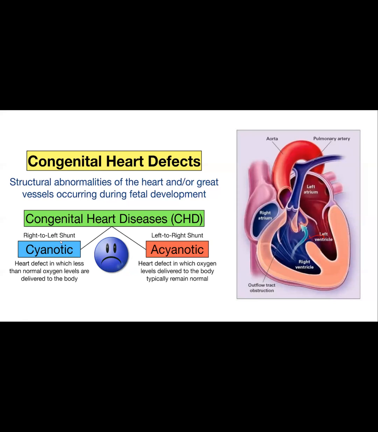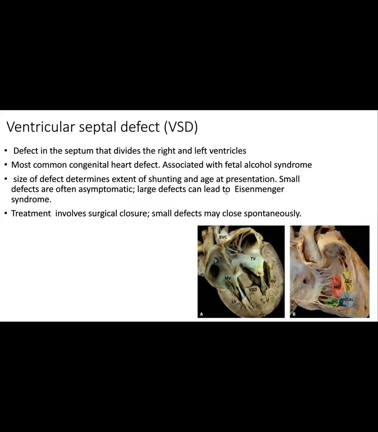And acyanotic means the oxygen levels that are delivered to the body remain normal, and this is a left to right shunt. So normally the left ventricle contains oxygenated blood. So when it shunts over to the right side, the oxygenated blood comes to the right side, and usually this blood then goes into the lungs. So it does not create any huge difference unless there's a shunt reversal, which we're going to discuss in the later slides. So, ventricular septal defects.